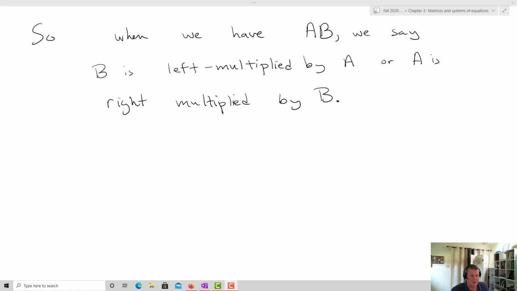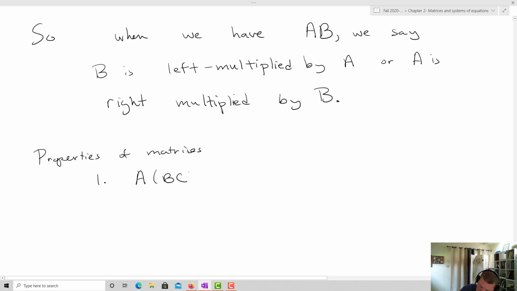It matters, the direction. On the other hand, there are some things that show up that are very similar, or at least some properties that are the same as they were in working with the real numbers. So we've got some properties of matrices. We have one, it's called associativity, okay? You don't need to know it's called associativity. You probably have an idea.